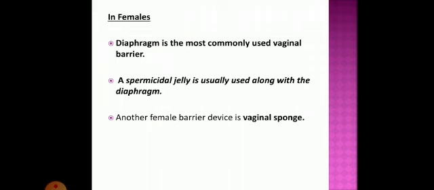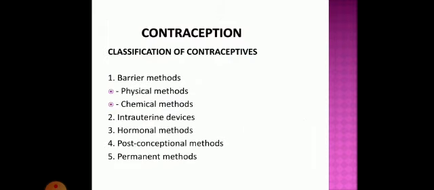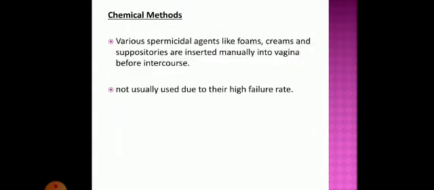So that's about the first subdivision. I'll just take you all to the first slide. In the barrier method, the first one was the physical method, where we finished discussing the male physical method, which was the use of condom, and the female physical barrier methods, which were the diaphragm, commonly used as a vaginal barrier along with the spermicidal jelly, and the vaginal sponge. Now we go to the second subdivision, which is the chemical method.